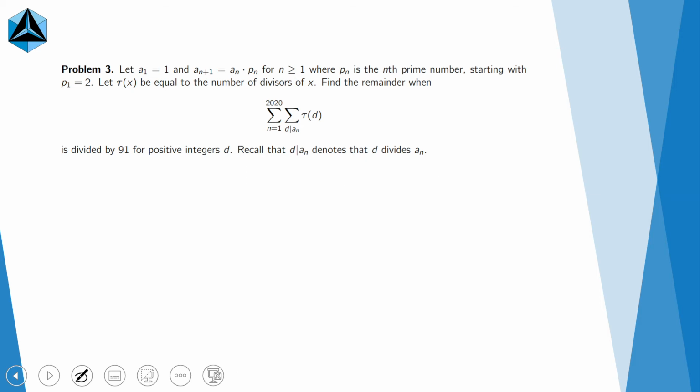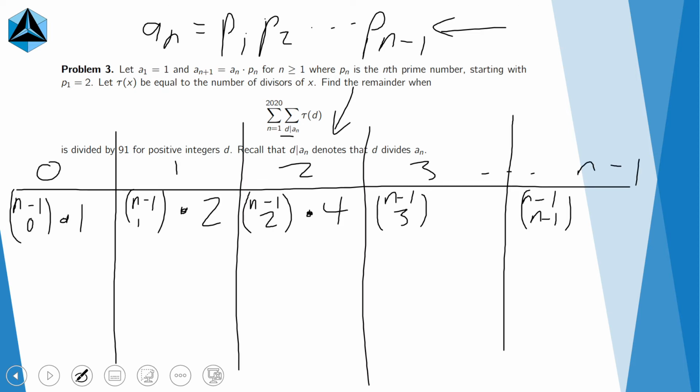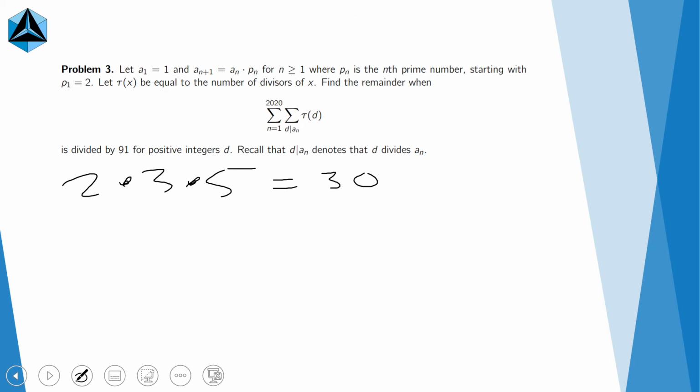Let's say we have a number like 2 times 3 times 5, which is 30. You could try listing out all the factors, and you'll get exactly 8, which follows our powers of 2 pattern, but there's a better way to do this. I like to think about each prime number as a little light switch, and each light switch is on or off.